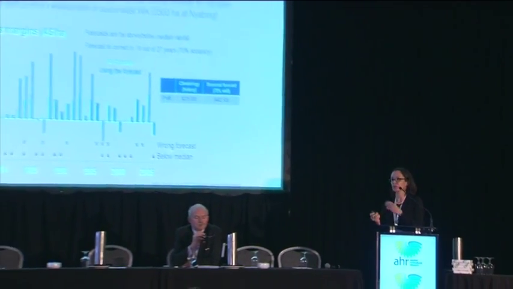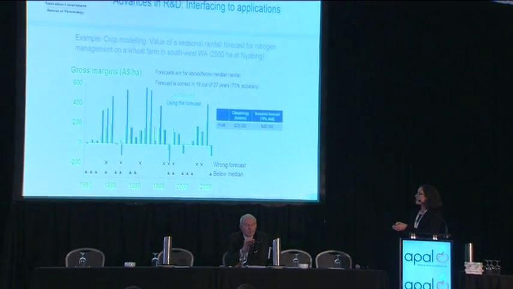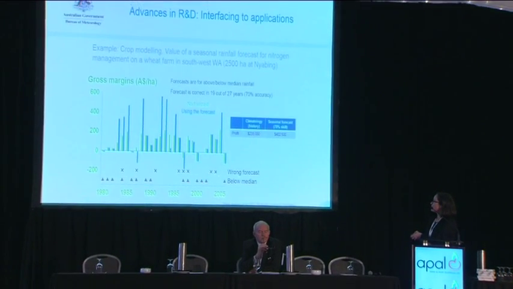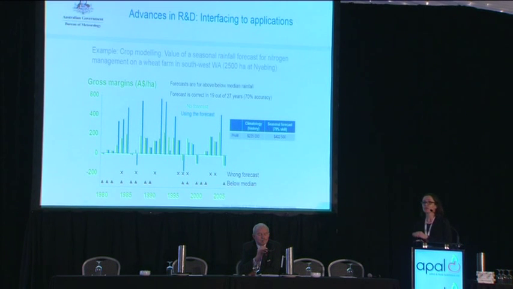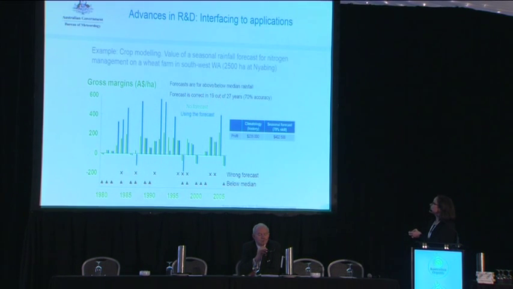The graph here, the triangles at the bottom, showed the years where rainfall was drier than normal. The crosses show years when the model got the forecast wrong. So in actual fact, out of these 27 years, the model got the forecast right in 19 of those years. So we say it has a 70% accuracy.